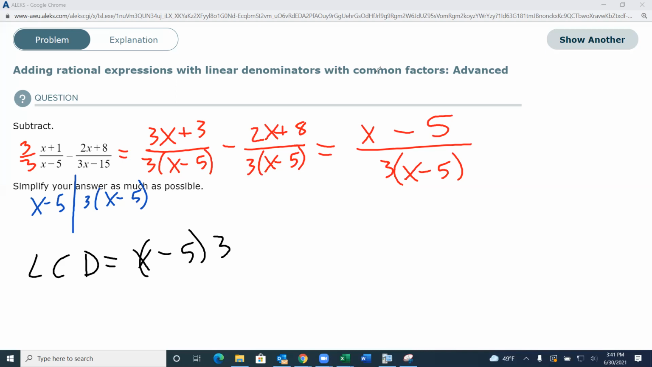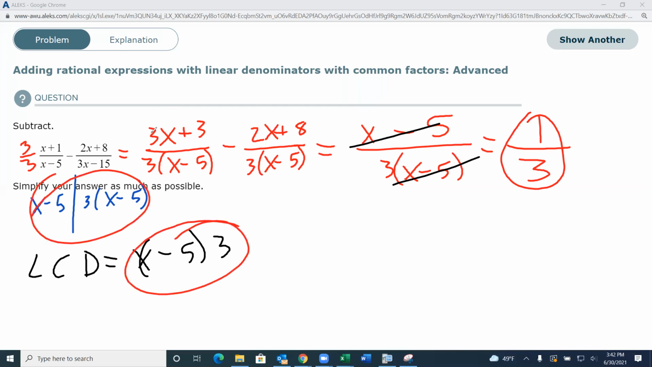Oh, look at that. Hey, that's pretty cool. The x minus 5's cancel, and I'm left with just the 3 in the bottom. Now, everything from the top went away, so we just have a placeholder of a 1 there. And the answer is just 1/3, no variables. Weird. But notice, it was the same process as every other time. Factor the denominators, use them to build the LCD, multiply by what you need to, and et cetera, et cetera.